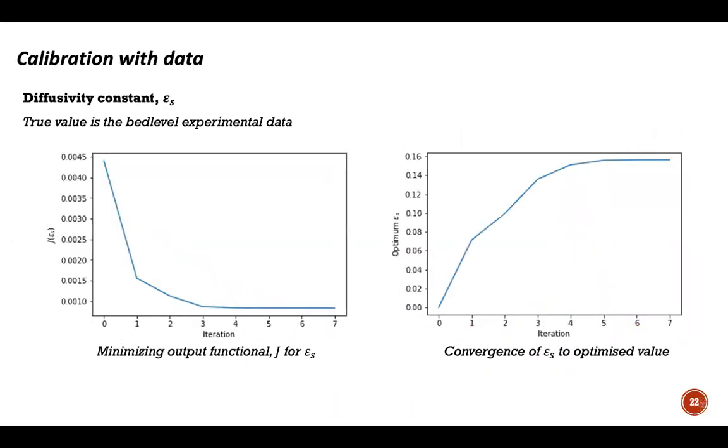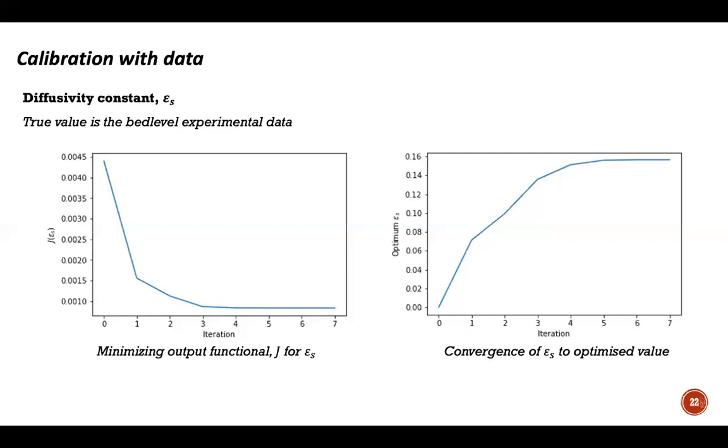So we're satisfied with our twin experiments. Now we can move on to doing calibration with real data. This is using the data from the experiment that I was mentioning from the 1980s. You can see again that the output functional decreases. And importantly, you can see that the optimum value of the diffusivity constant is clearly converging to a value. Remember, when we looked at the graph, it looked a bit like 0.15, and the value that the algorithm is converging to is about 0.16.